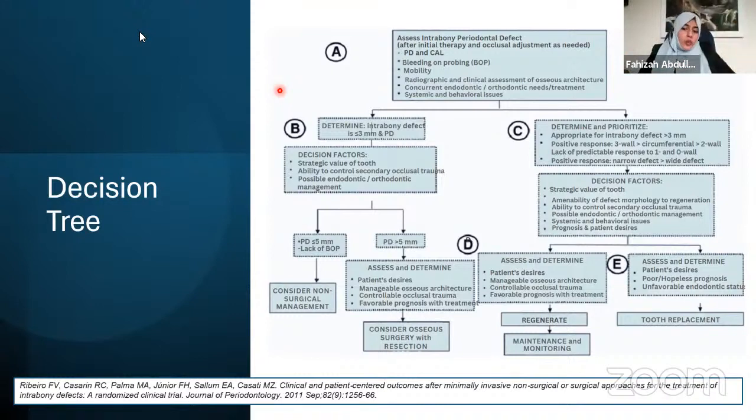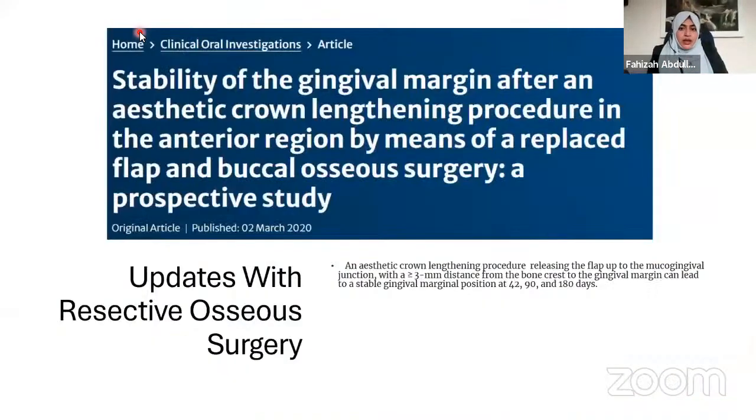Now, in case the patient wants the treatment, there is controllable occlusal trauma and a favorable prognosis of the teeth, then you can go for a regenerative therapy. But in case the patient wants replacement of the teeth, doesn't want to keep them, or there is a poor or hopeless prognosis of the teeth and unfavorable endodontic status as well, then it is better to go for extraction. So this becomes your overall decision tree to go for a resective surgery, extraction or regenerative method. So that is one of the ways.